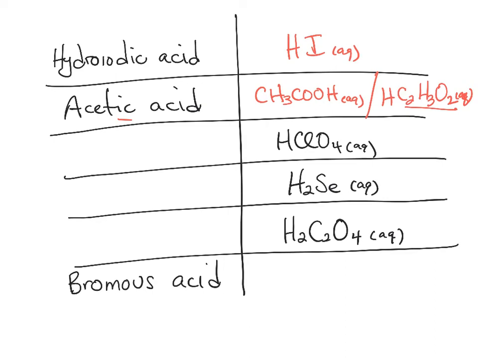The next one, HClO4. Okay, so I see that it's not a binary acid. ClO4 is a complex ion called perchlorate. Perchlorate ends in ate, so then the acid's name will be perchloric acid.